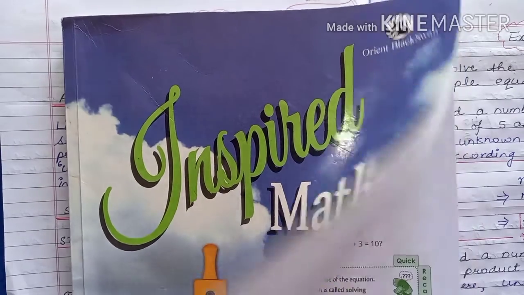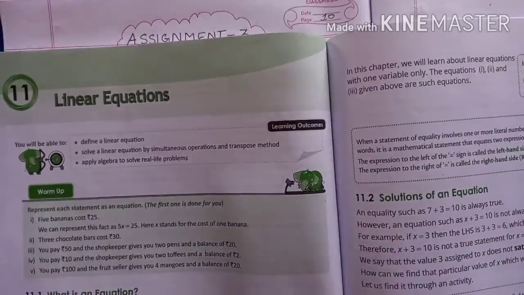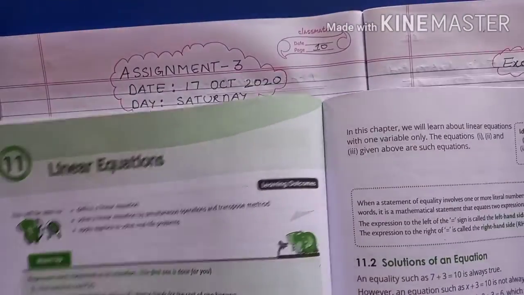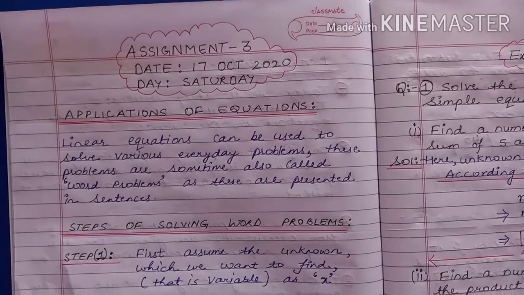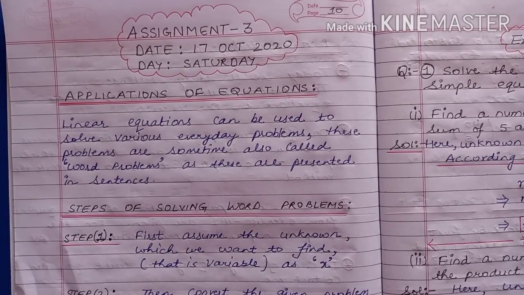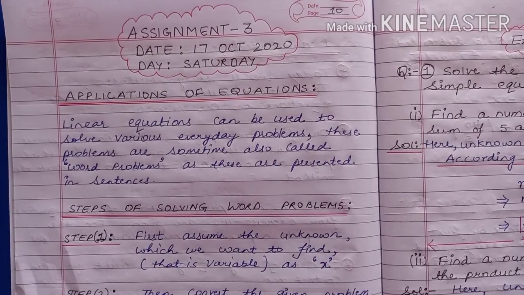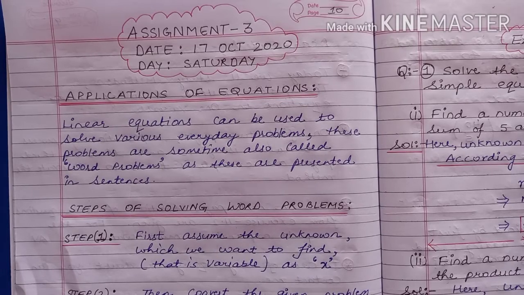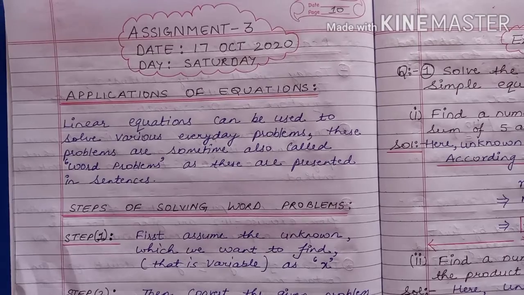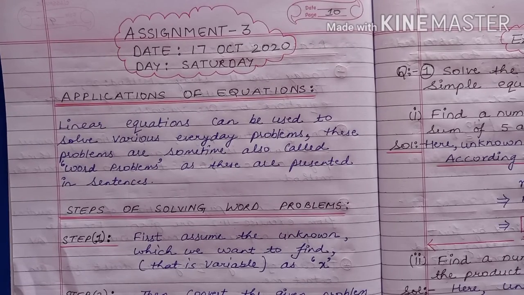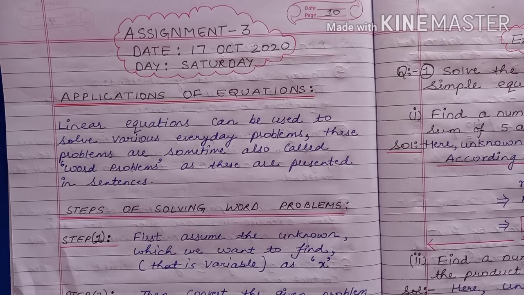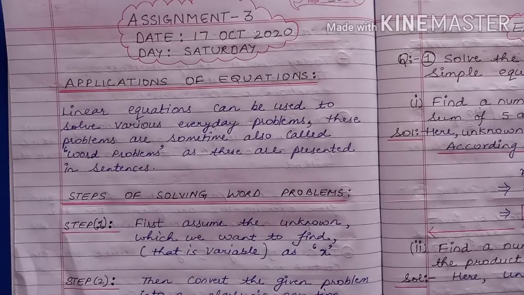Today we will continue with chapter number 11, linear equations. And today we will discuss the application of equations in solving everyday problems. There are many problems like numbers and ages that we deal with in daily life. And now we will use the application of the concept of equations to solve these kinds of problems. These are sometimes also called word problems because they are given in terms of sentences.